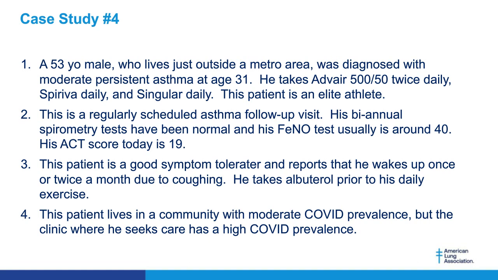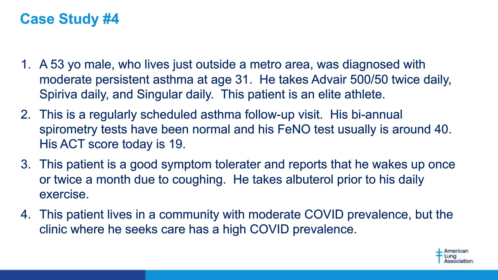Case study number 4: a 53-year-old male who lives just outside a metro area was diagnosed with moderate persistent asthma at age 31. He takes Advair 550 twice daily, Spiriva daily, and Singulair daily. This patient is an elite athlete. This is a regularly scheduled asthma follow-up visit. His biannual spirometry tests have been normal, and his exhaled nitric oxide test usually is around 40. His ACT score today is 19.